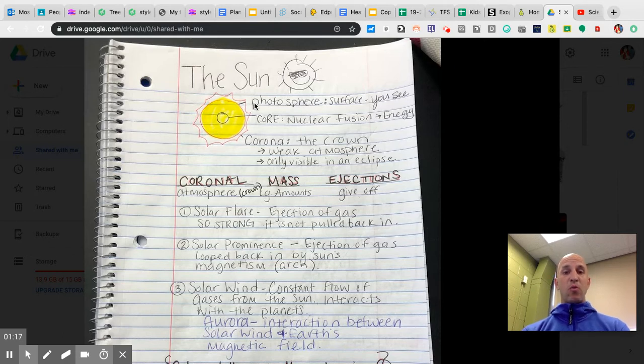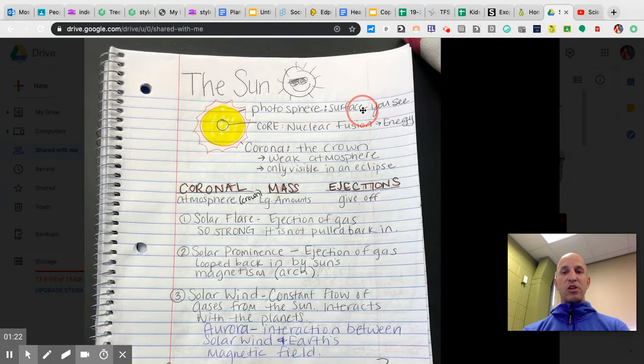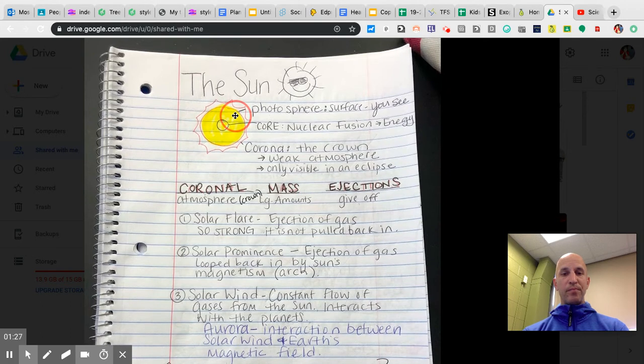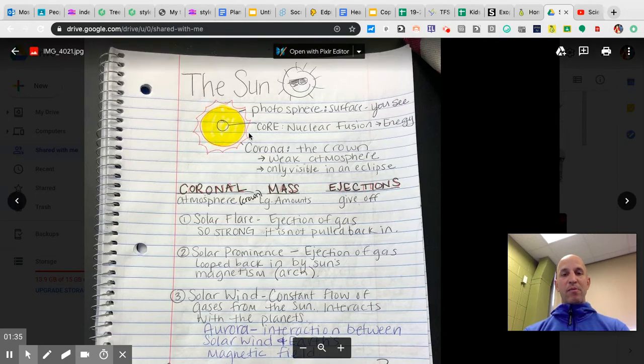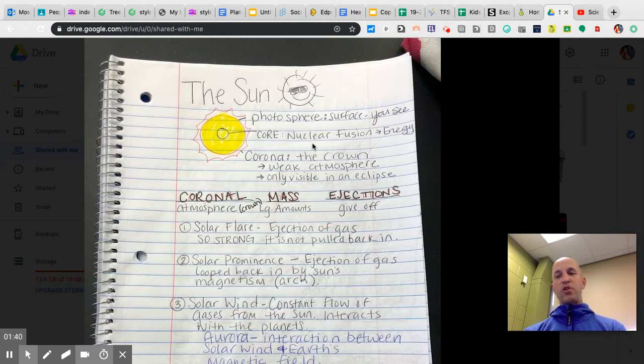The first part I want you to label is called the photosphere. It's the surface. That's what you see. So if you draw your little arrow to the yellow part right there, that is the photosphere. That's the surface, and that's what we see with our naked eye. The next part I want you to label is the core of the sun, the middle of the sun. This is where all the nuclear fusion occurs. This is where the sun gets its energy from nuclear fusion in the core. So that's the inner part of the sun.